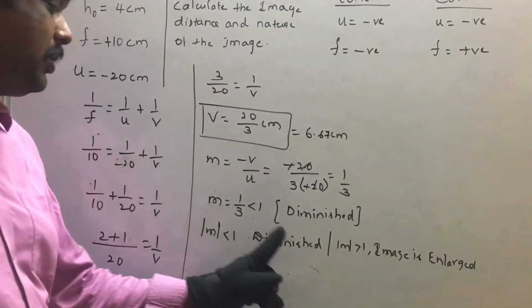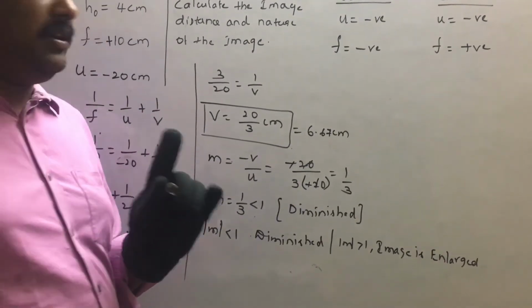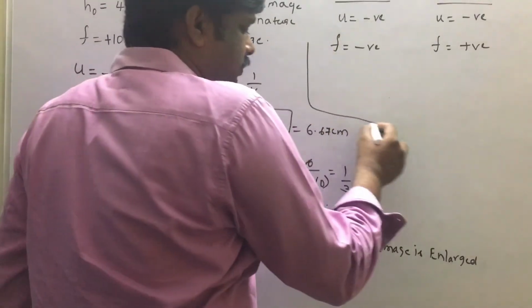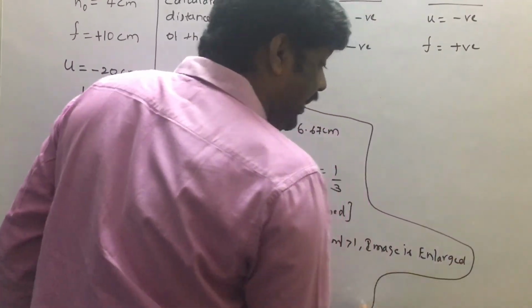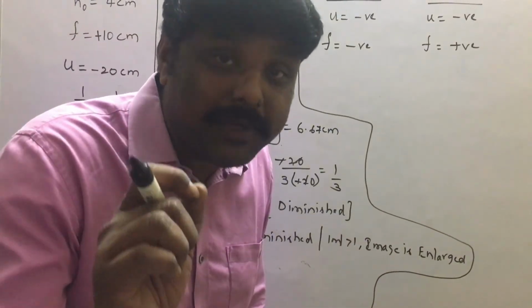What we have to remember here is that 1 by 3 is less than 1, so the image we got is diminished. As we know, in case of convex mirrors we always get a diminished image.